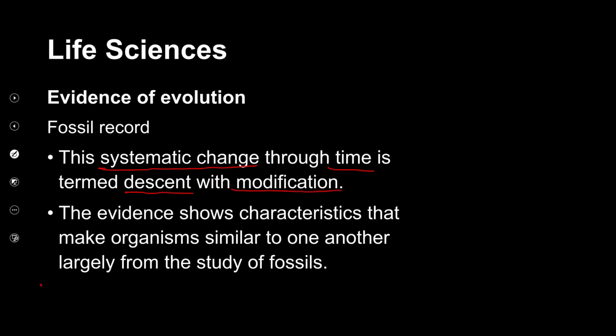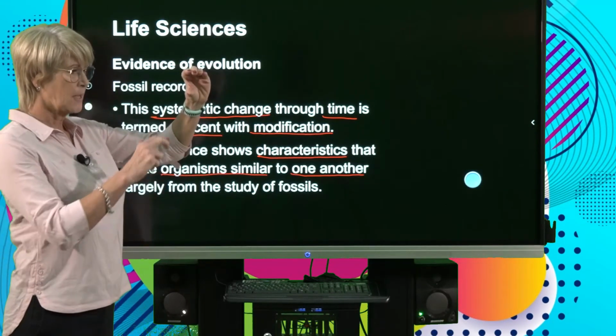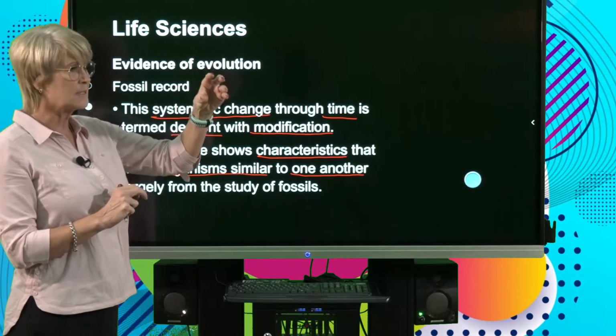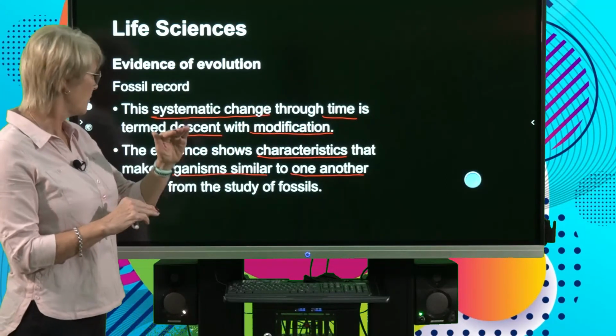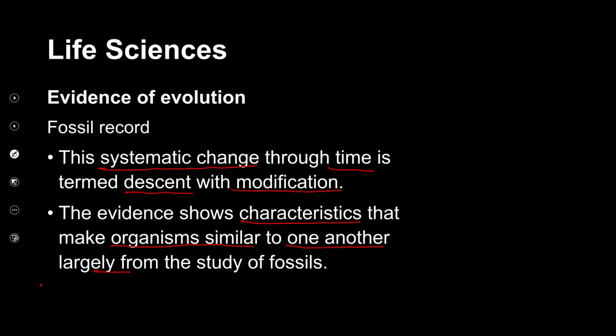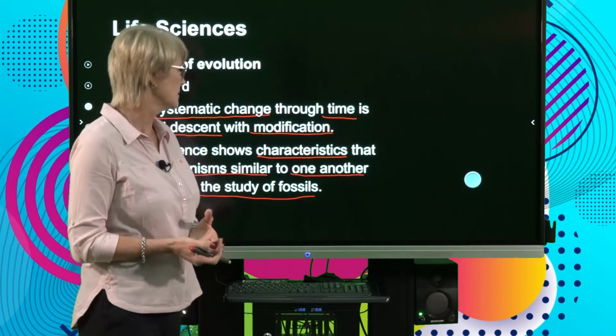The evidence also shows characteristics that make organisms similar to one another, and that is where we spoke about the transitional fossil. We can look at various layers of fossils through the time periods and ask: did the organisms in a layer above evolve from, or descend from, the fossils in the layer below? All of that information we can gather from the study of fossils. So they are a very important part of our record of evolution as it has taken place.